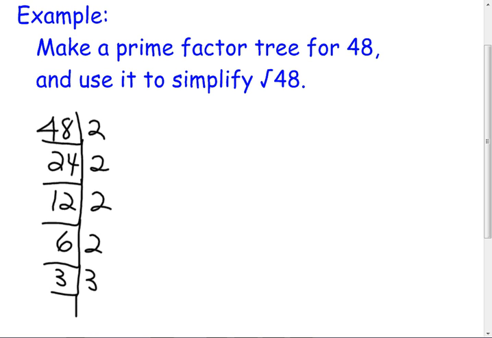Then you stop when the last one is 1. Now, here's what you do. If you have a match, it comes out. There's 1, 2. Here's another 2. It's all times.